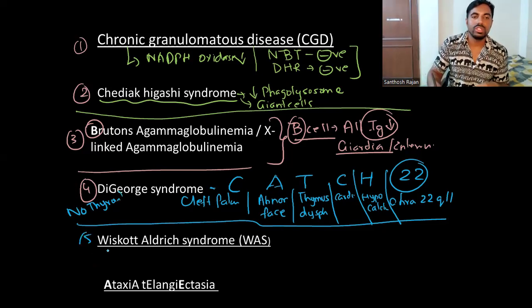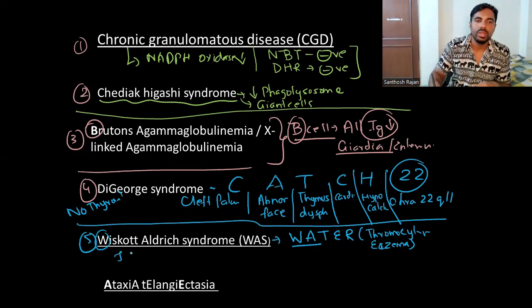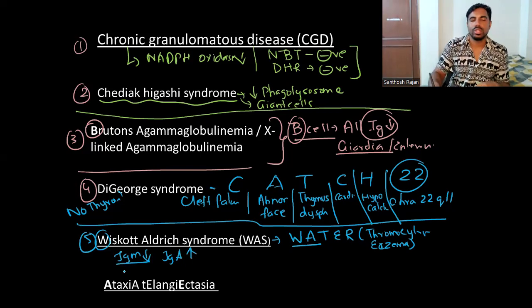Now, next one is Wiskott-Aldrich. The shortcut is WATER. How to remember? Very simple. Wiskott-Aldrich: WA. T for thrombocytopenia, and E for eczema rashes. That's it. Thrombocytopenia and eczema rashes are all you have to remember. Here in Wiskott-Aldrich, IgM goes down and IgA goes up. Okay, that's the only thing you have to know here. And IgE goes high.